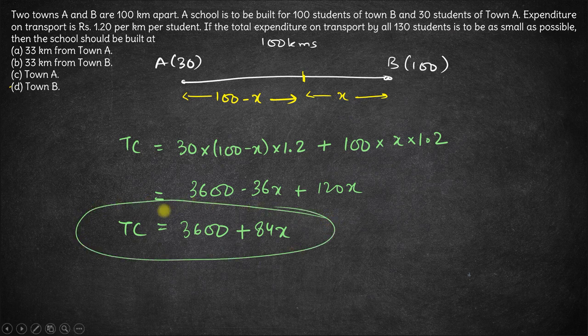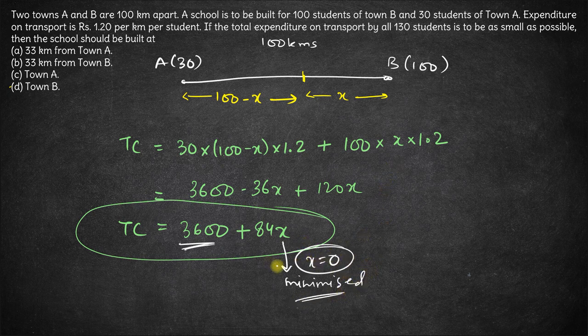Now if this is the total cost, how can you minimize it? 3600 is a constant. This cannot be minimized. To minimize the total cost, 84 into x should be minimized. Right? Now what is the minimum possible value of x? The minimum possible value of x is 0. It obviously cannot be negative since it's a distance. So x has to be 0. That means the school is at a distance of 0 from town B. It effectively means that the school is at town B itself. Hence the answer is option D.